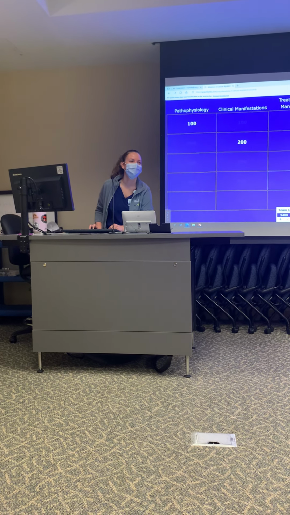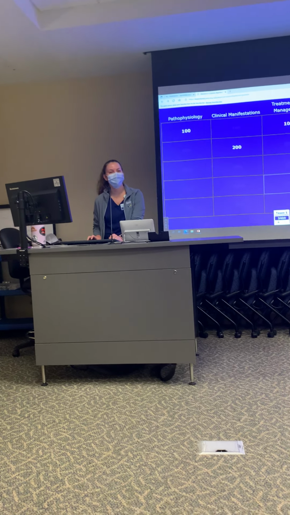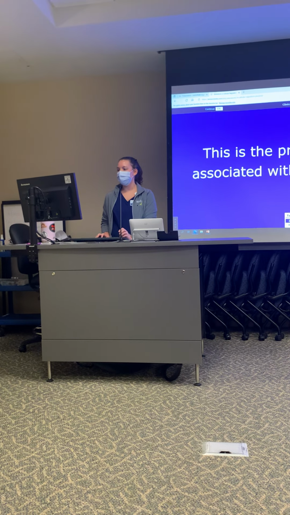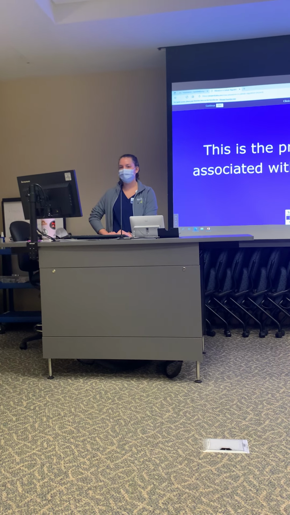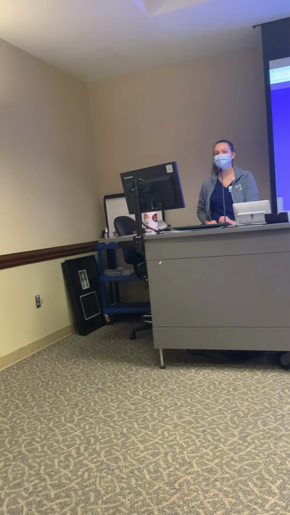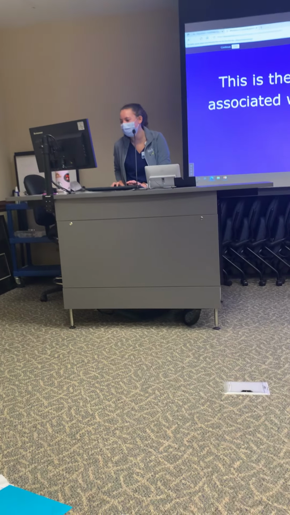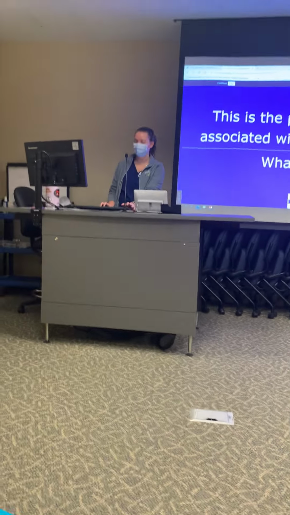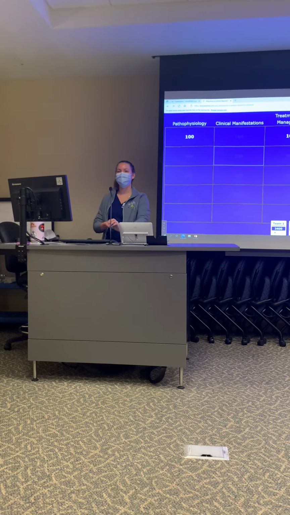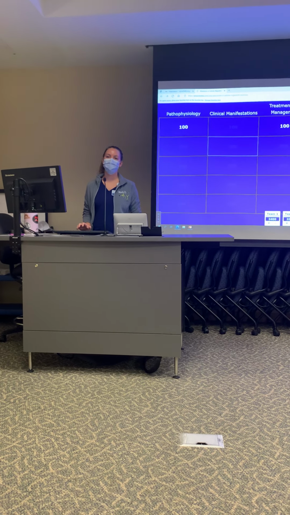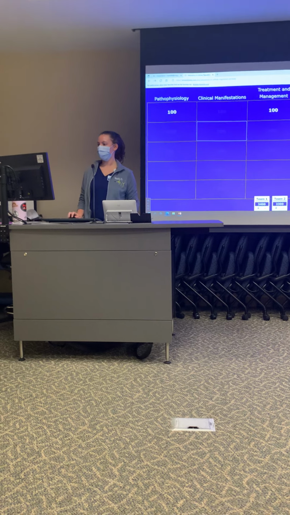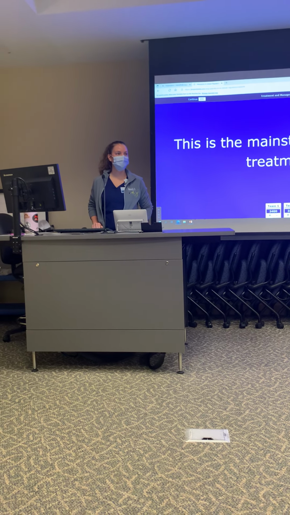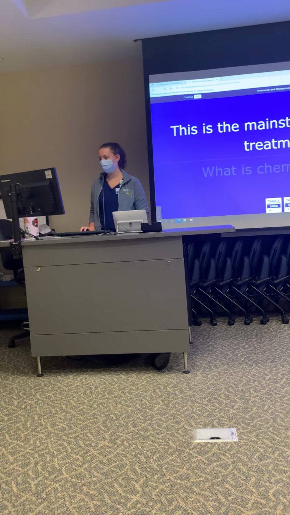All right, we can get this next one. This is the primary symptom associated with sickle cell crisis. Team 2, pain. Now we gotta get the next one right. Treatment and management. This is the mainstay of leukemia treatment. Chemotherapy.